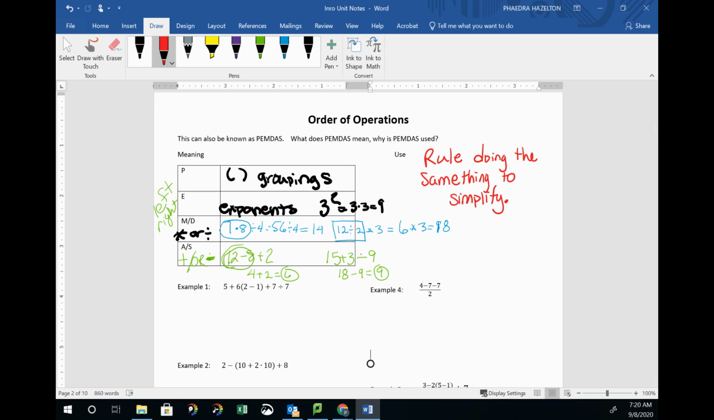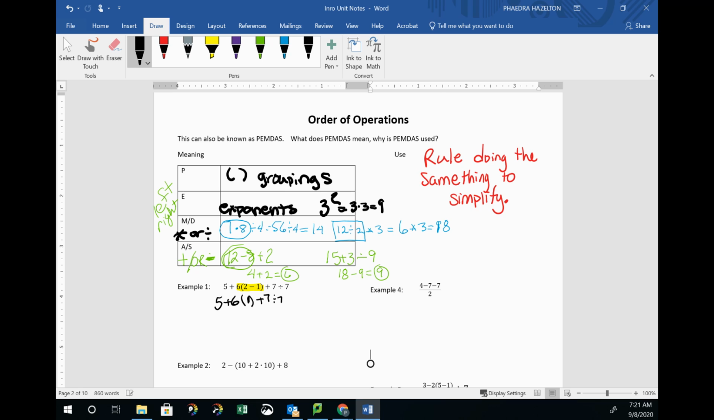So if I go to this example, the grouping here first is my parentheses. So I'm going to do that parentheses first. 2 minus 1 is 1. And then that's 6 plus 7 divided by 7, and then that plus 5.